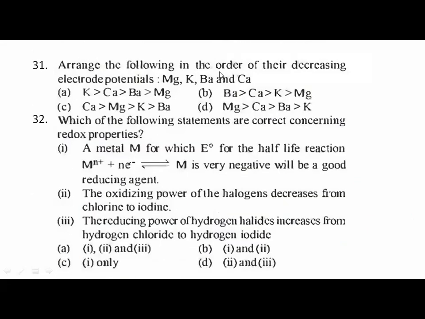Yes. Next question. Arrange the following in the order of their decreasing electrode potentials: magnesium, potassium, barium, calcium. Actually, magnesium has the highest electrode potential, then comes calcium, then barium, then potassium. I'll tell you why. So the electrode potential order is magnesium, calcium, barium and potassium.